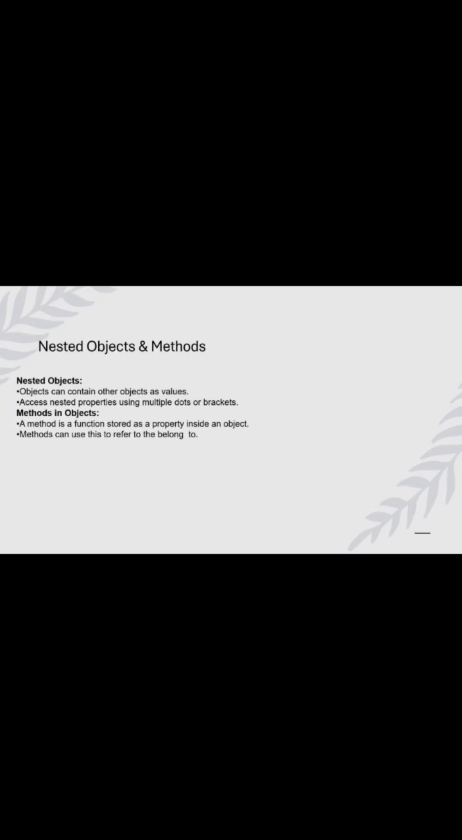Coming to methods in objects, a method is a function stored as a property inside an object. Methods can use this to refer to the object they belong to.